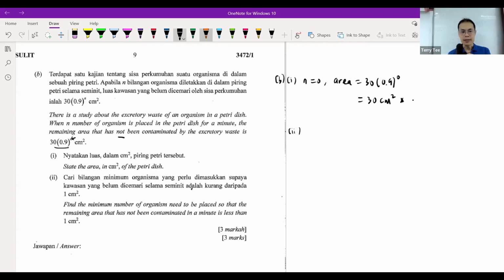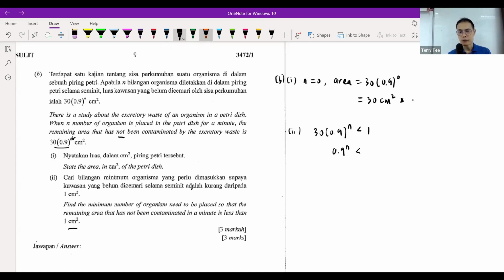Right. Now, then they say, find the minimum number of organisms needed to be placed so that the remaining area that has not been contaminated is less than 1. So very simple. We use the formula 30 times 0.9 power n. Let it be less than 1. You're finding for n. So we cannot multiply 30 inside. Remember, the 30 and the 0.9 don't have the same base or the same power. You cannot combine this.